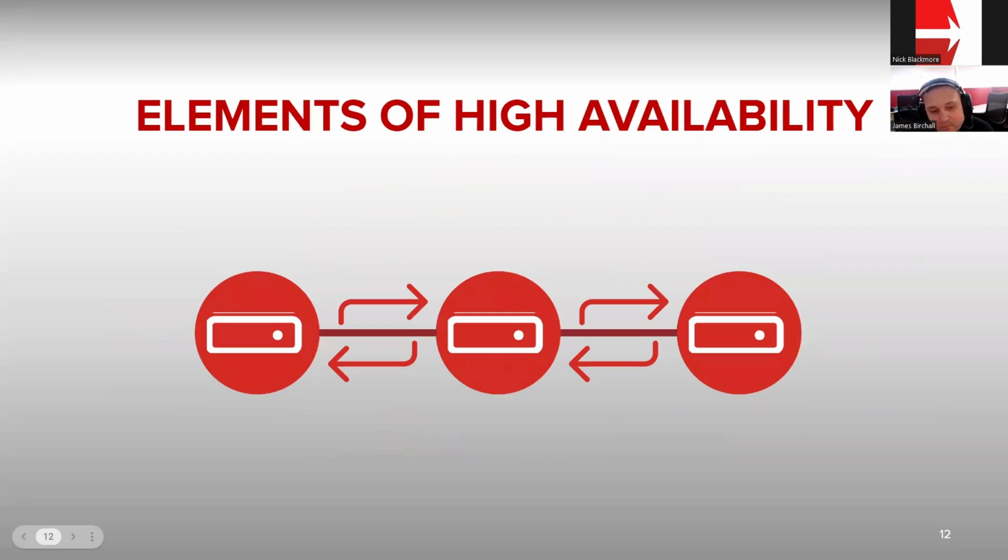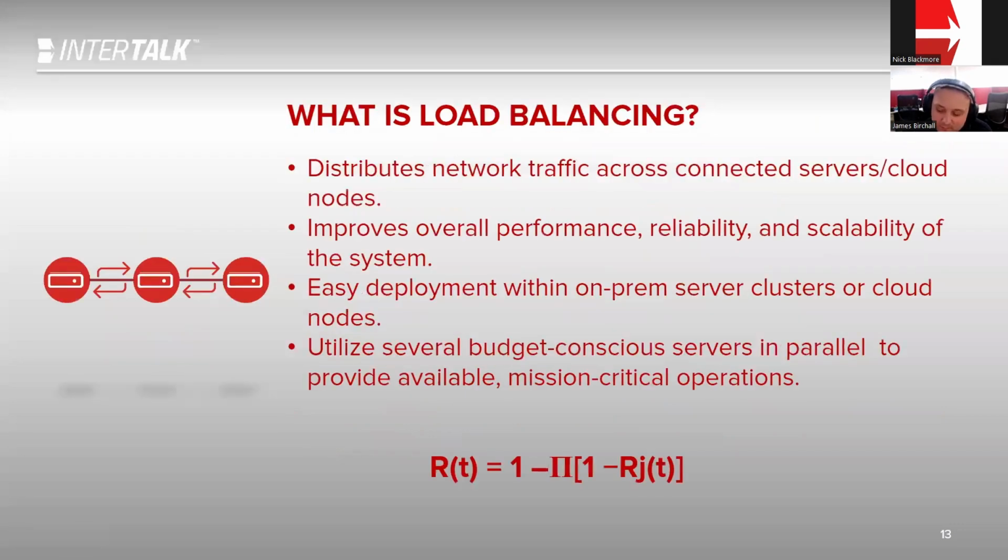What are some of the elements of high availability? Well, let's just go quickly over load balancing. Load balancing is a technique used to distribute network traffic across multiple servers. Load balancing is often used by applications such as Enlite. By distributing traffic across multiple servers, load balancing helps direct the flow of traffic from a failed server or node onto the other nodes that are operating in parallel.